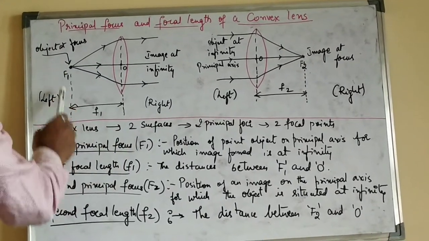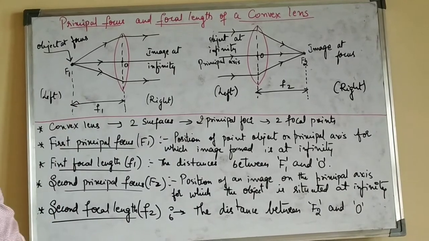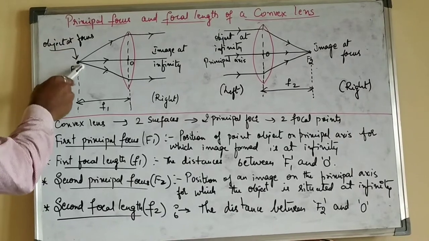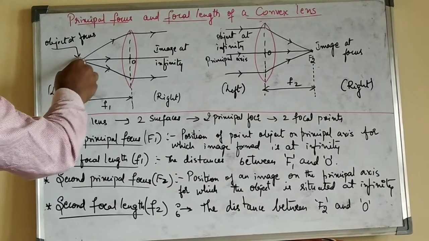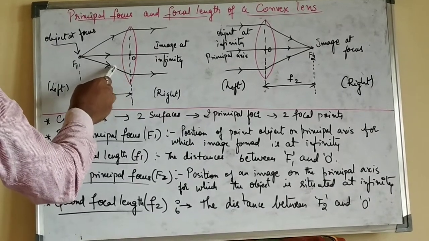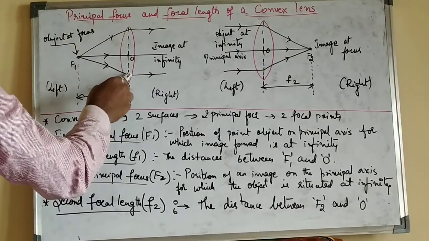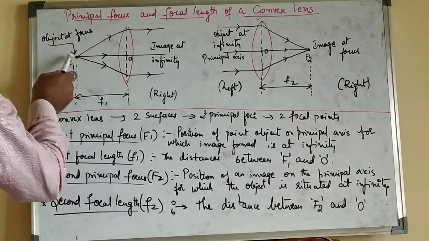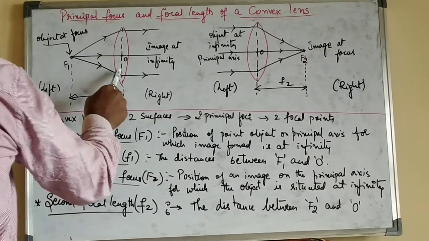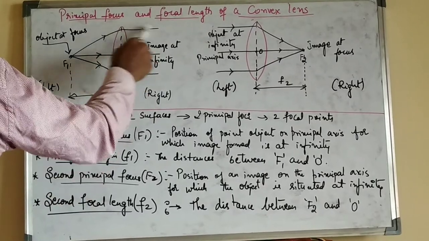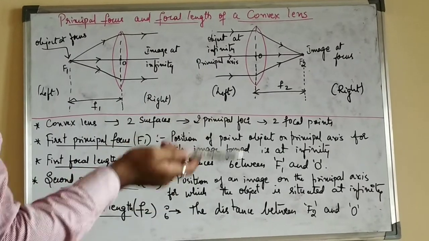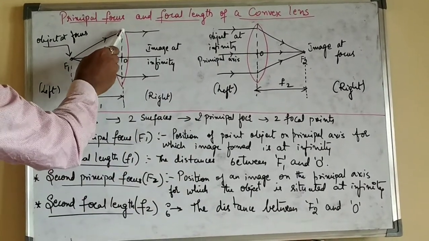First principal focus is the position of the object. You can see here, the object is at first principal focus. From the object, the light is coming out and it is striking the interface, that is the aperture of this convex lens. The incident rays are falling, and these incident rays are getting refracted. You can see there is a bend in the path of the light. Why? Because lenses support refraction, right? That's why you can see the refraction.